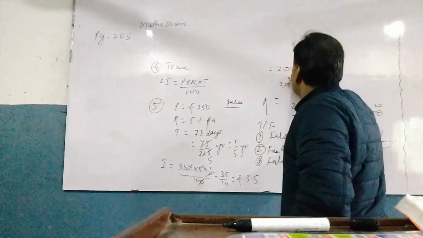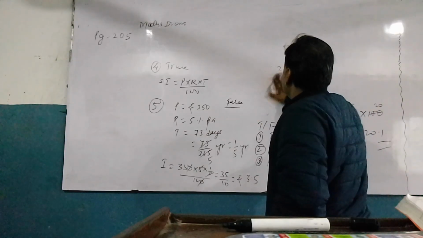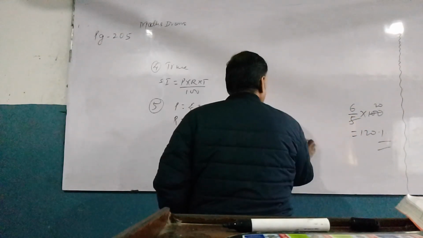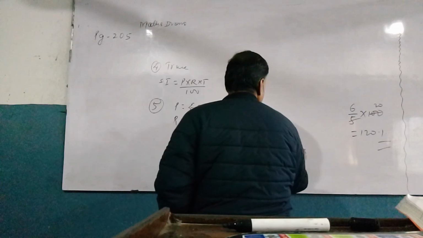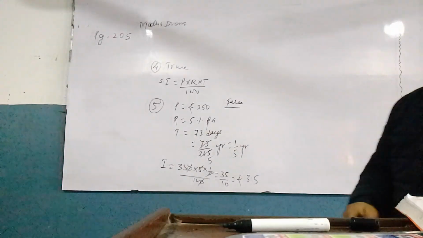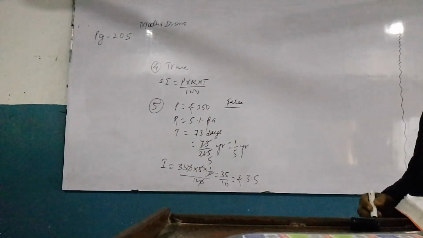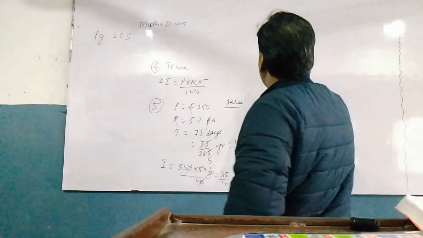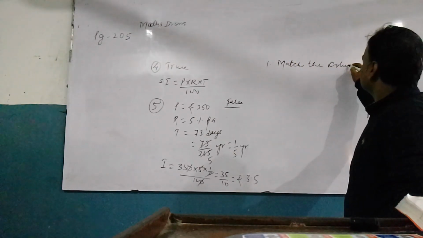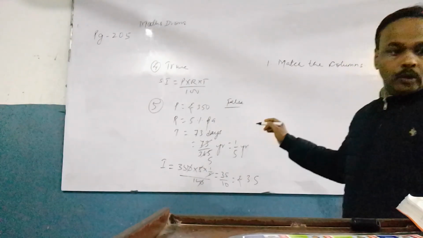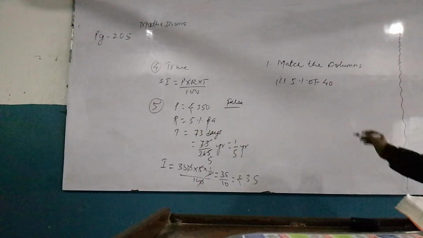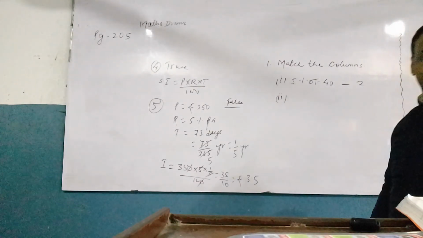Now see match the columns. Match the column A with column B. Question number 1. 5% of 40 is simple. 10% of 40 is equal to 4, and 5% is equal to 2. So 5% of 40 is equal to 2.